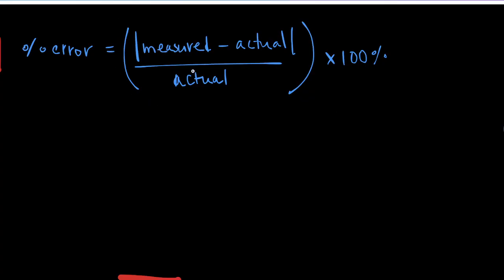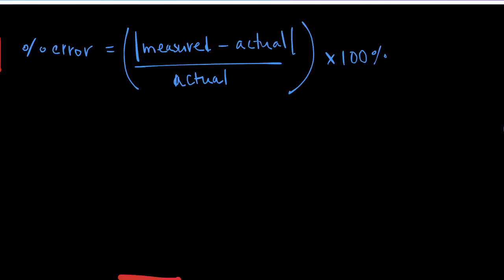And again, remember that after we take the absolute value of this difference, you're going to have to divide by your actual value once again, not the measured value. That's a common mistake that students tend to make. But anyway, this formula is straightforward enough. So let us look at a problem.